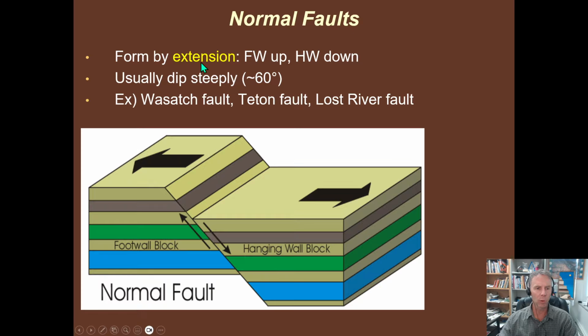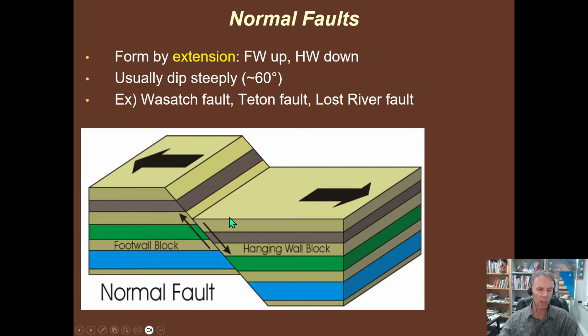Normal faults are formed by extension. The rocks are being stretched and pulled apart laterally. And in a normal fault, what we end up with is the footwall moving up relative to the hanging wall. Now, a lot of times we don't know, did the footwall just move up and the hanging wall stayed put, or did the footwall stay put and the hanging wall move down?